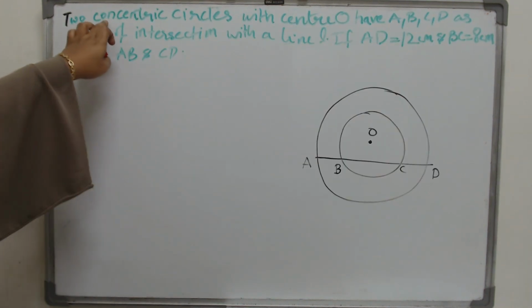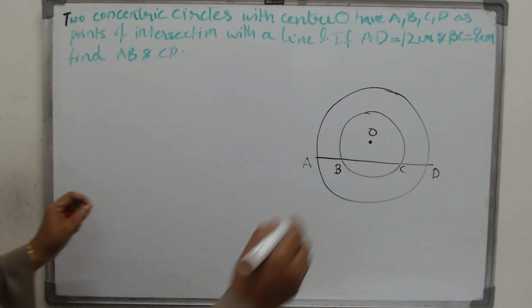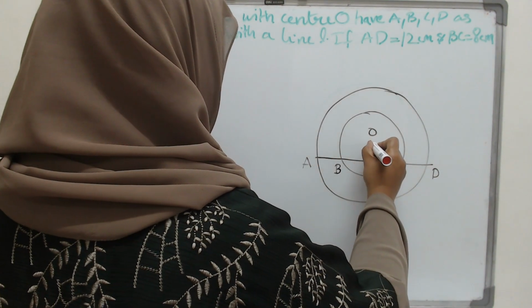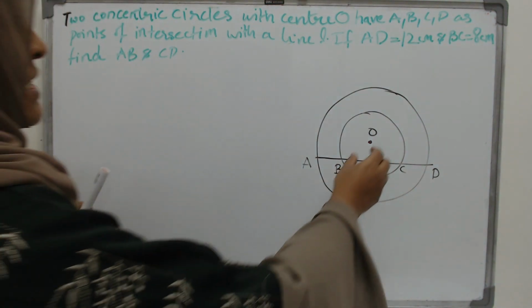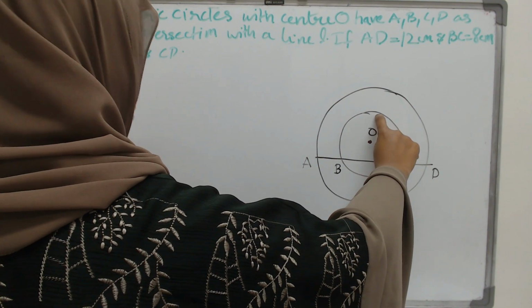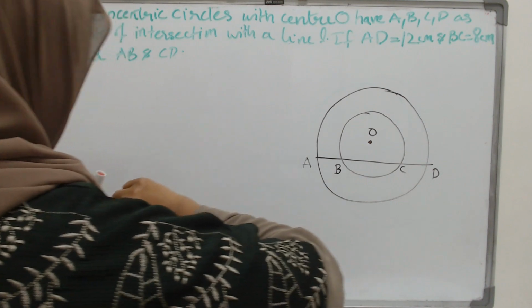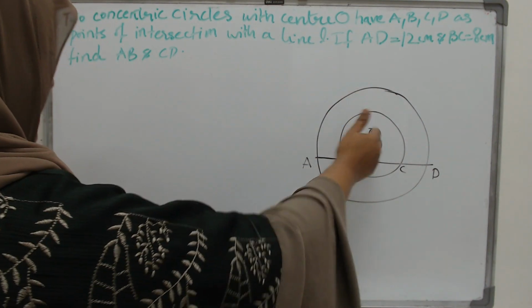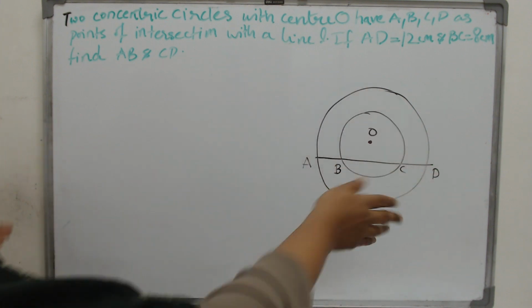You have two concentric circles. What does that mean? They share the same center. But why do they look different? Because they have different radii. Maybe this one has just 4 as the radius, but this one has 10 as the radius. Maybe they have the same center but different radius. That is why they look different.